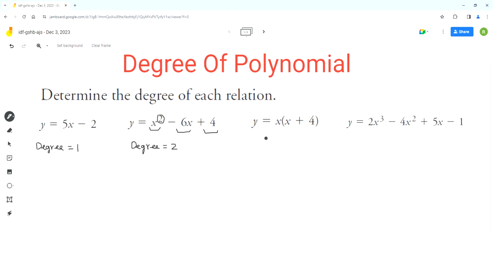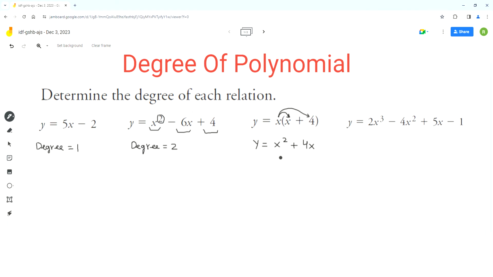Now in the third relation, we can see that this relation is not in standard form. It is in factored form because there are these parentheses. So the first step here is to rewrite this relation in standard form. And we do that by distributing this x term into the parentheses. So we multiply each term in the parentheses by x. So we get y equals x squared. So x times x is x squared, and then 4 times x is 4x.